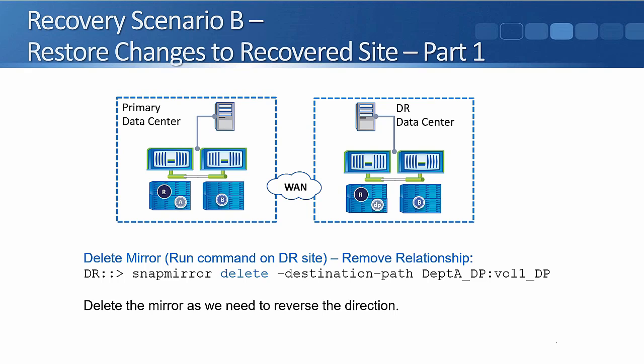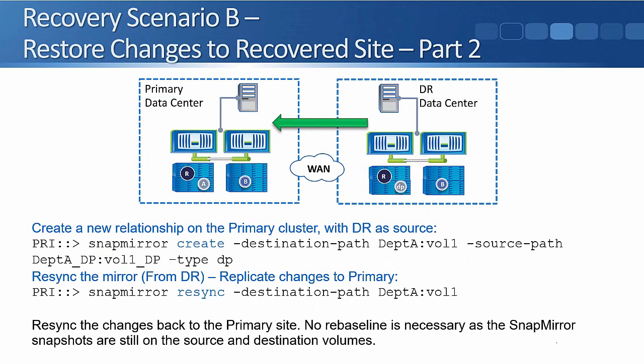So to do this, the first thing we do is a SnapMirror delete, specify the destination path. Again, all these commands are configured on the destination side, so this is on the DR side. Now we're ready to reverse the direction of the SnapMirror relationship, so we're going to create a new relationship on our primary cluster with the DR as the source. Our commands are always done on the destination side.